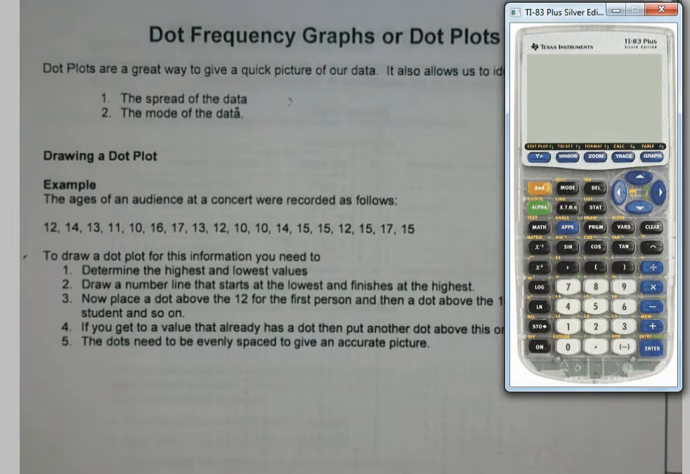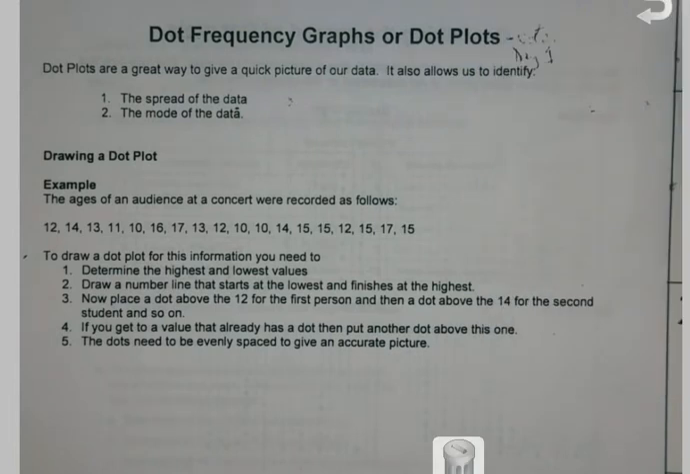Let's start with one of the simpler things, which are called dot plots, or dot frequency graphs. It's kind of like a bar graph, except, well, we use dots. By using these, we get to see: is the data really spread out? Is it all squished into one spot? And what occurs most often? So here's how this is going to work. I don't need the calculator yet.